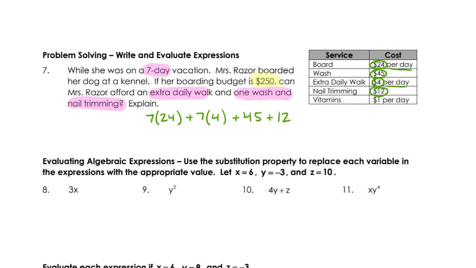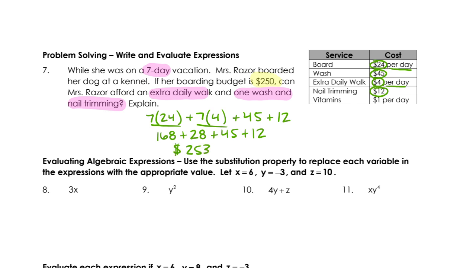I see some multiplying and adding. Obviously, we have to do the multiplication and get that out of the way, so we're going to multiply those two numbers first. 7 times 24 would give us 168, plus 7 times 4 would give us 28, and then I'm going to bring down that plus 45 and the plus 12. Then after that, all I see is adding left, so I am going to do all of that adding at the same time. So then our final answer here is 253.